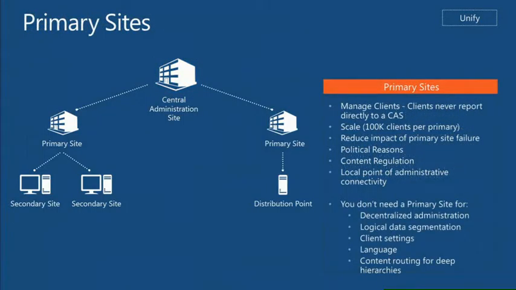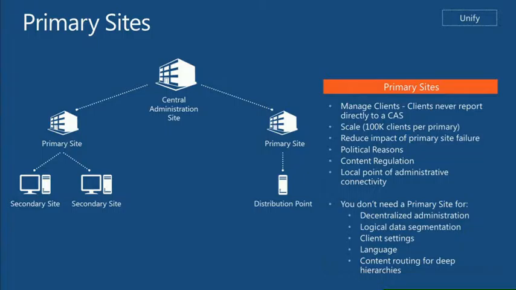Okay, so the primary sites. Primary sites work a lot like they do today, but the main reason that they're there is for client management. Clients will never report to that central administration site. That is really just the highest level, only for management. As we look at the diagram here, you can see that the primaries are directly reporting to the central site, but primaries also don't report to other primaries. So the primaries are there for scale out and for the clients to report to.